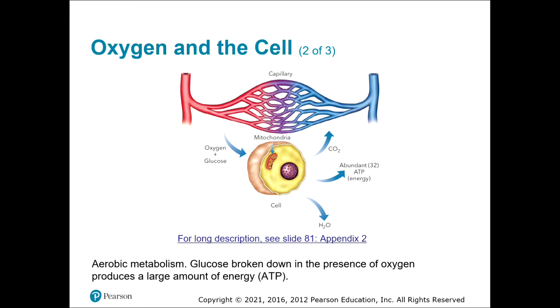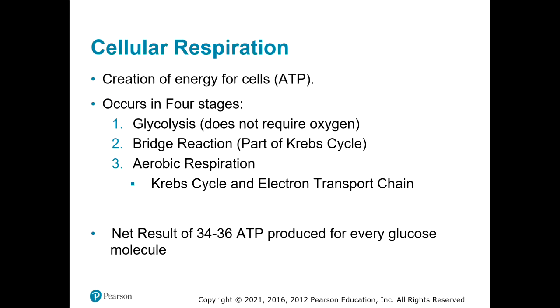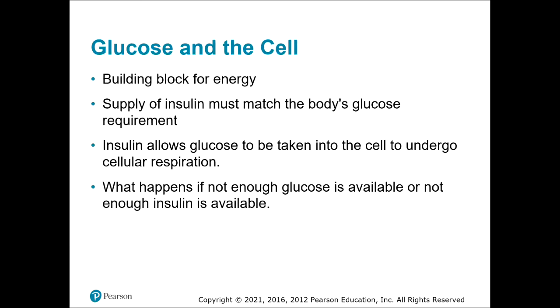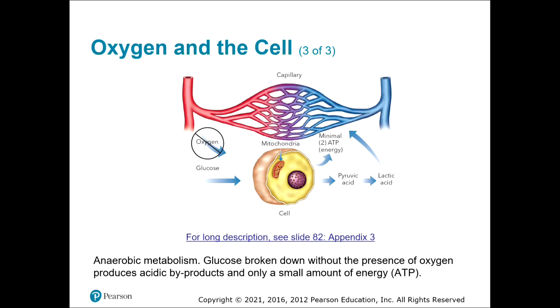So, aerobic metabolism: we have oxygen and glucose that goes into the cell. Our mitochondria then takes those elements. It goes down the processes of the bridge reaction, which is part of the Krebs cycle. It also works on the electron transport chain. And the net result is 32 to 34 ATP of energy. If we switch to anaerobic metabolism, our mitochondria is still working, but it's now using the process of glycolysis to produce energy. And glycolysis has a net production of 2 ATP.